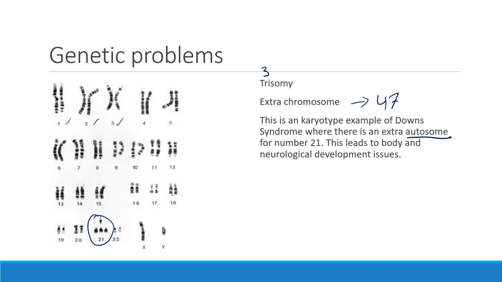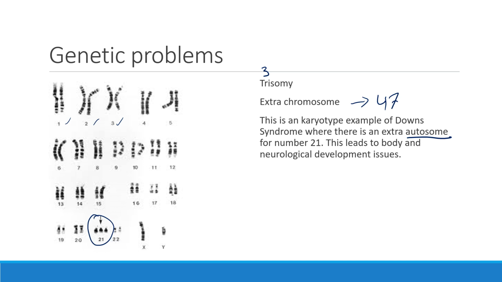It's an extra autosome for number 21, for pair 21. This leads to body and neurological development issues. So we've got some issues that show up when we deal with trisomy.